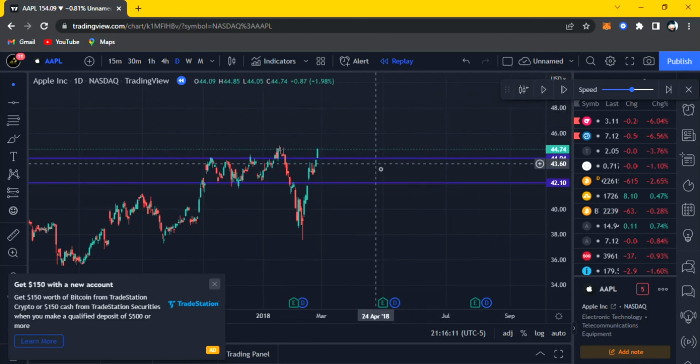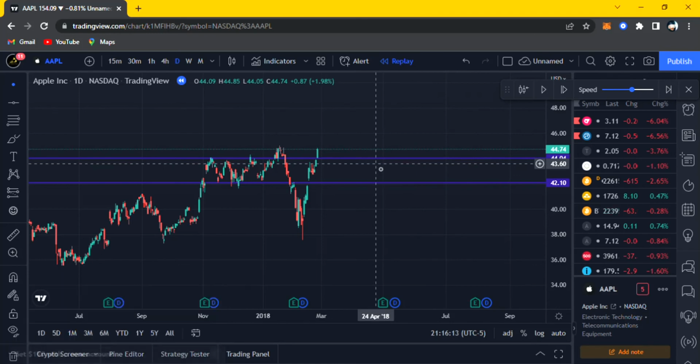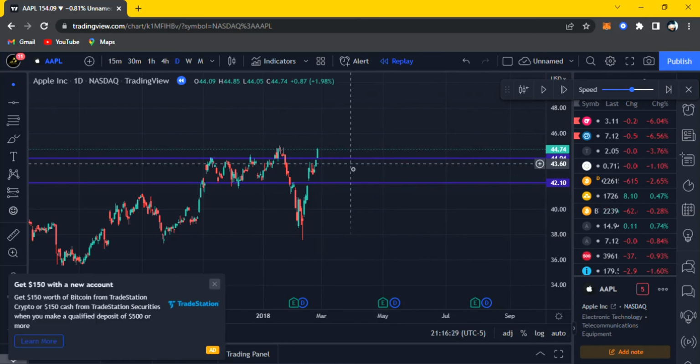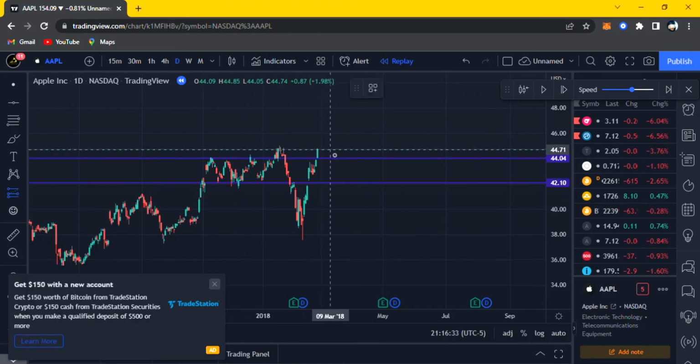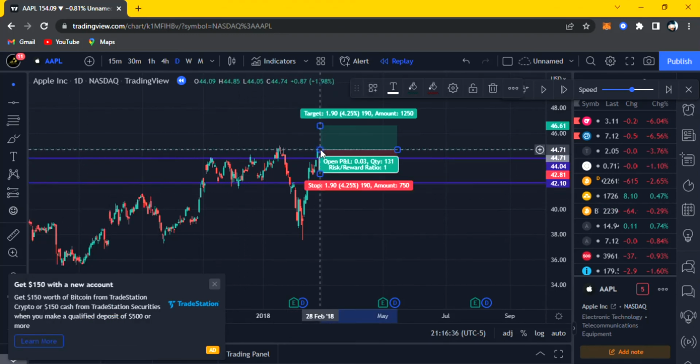Okay, family, we have a breakout to the upside. So what does that mean? That's right, a buy. Okay, so let's enter a buy and see what will happen. That's where price is at. We'll get into the buy here.